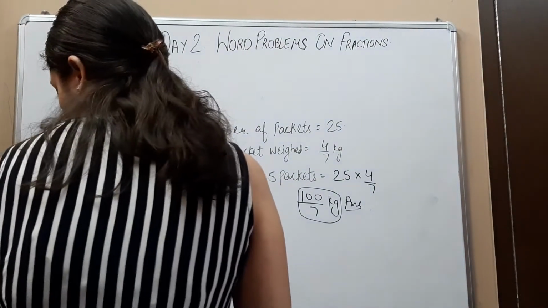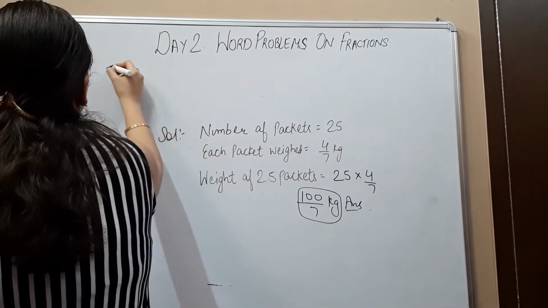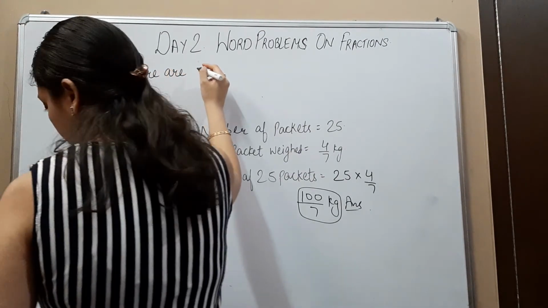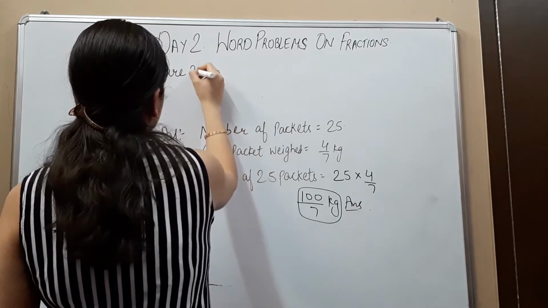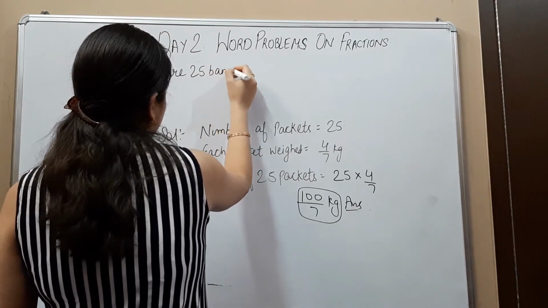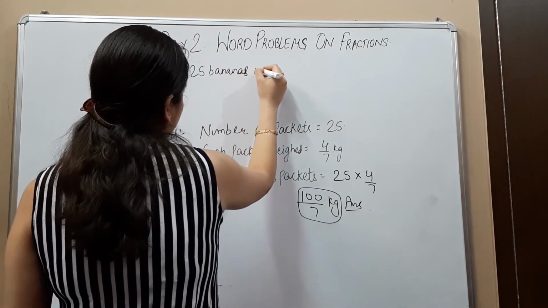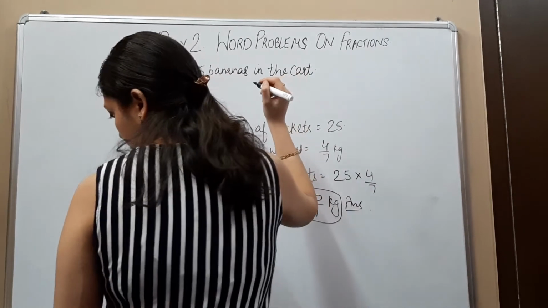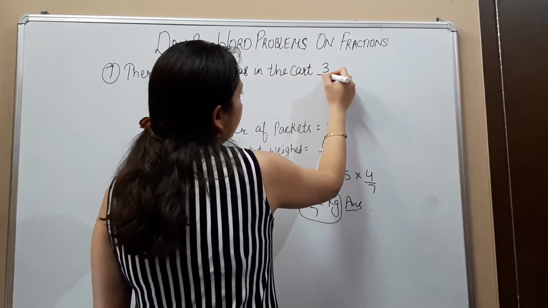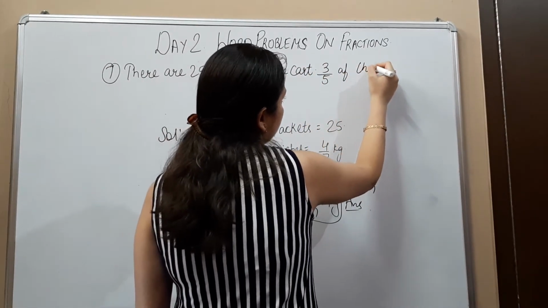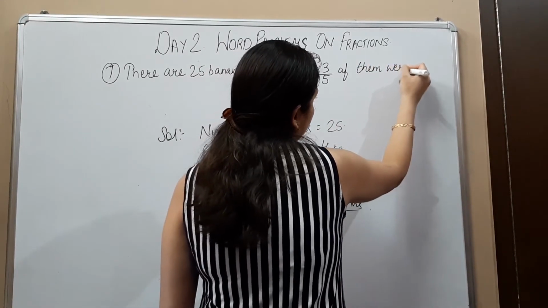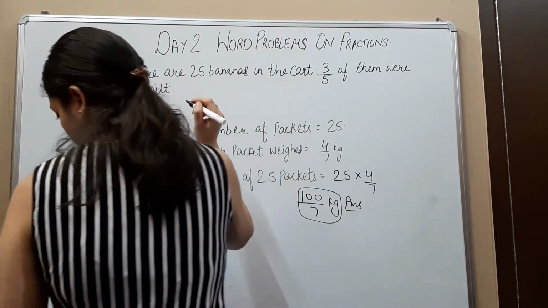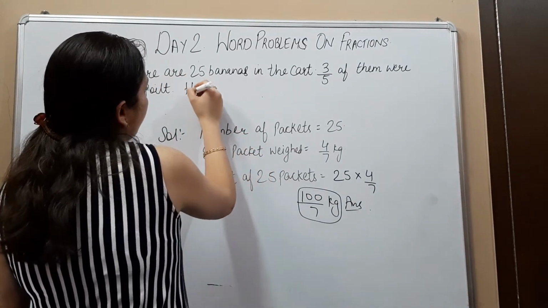Let's move to the next question. Number 7. There are 25 bananas in the cart. 3 by 5 of them were spoiled. How many bananas were spoiled in numbers?